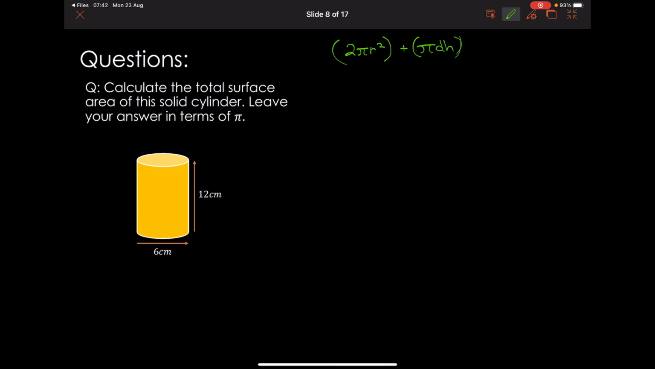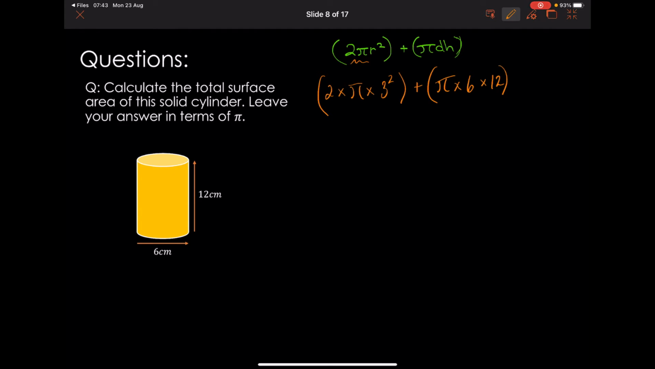So let me change my colour pen. I want 2 lots of pi r squared. So that's 2 lots of pi times the radius squared. Remember the radius is 3 because the diameter is 6. I've then got to add to that pi times the diameter, which is 6, times by the height, which is 12. Okay? All right, so now that we've got a formula we can just put it all in, it's much easier.